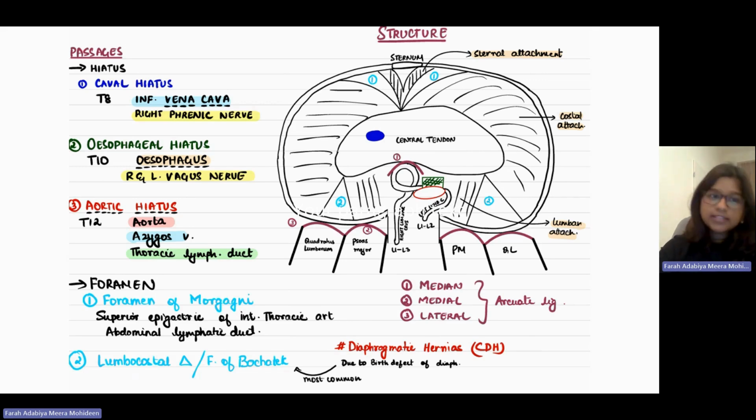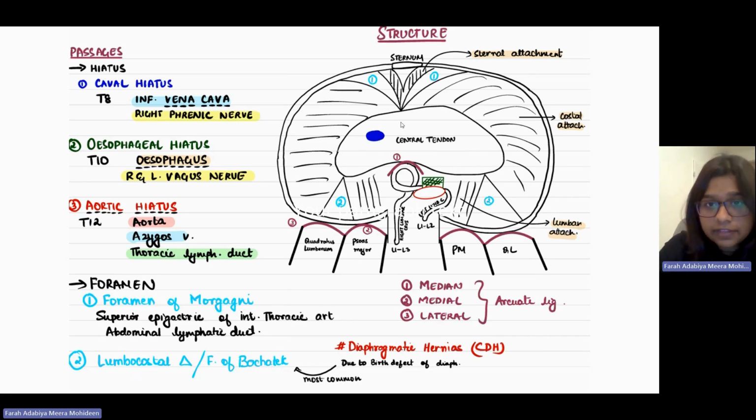There's an interesting way of remembering it. It's very simple. T8, 8 letters in vena cava. T10, 10 letters in esophagus. 12 letters in aortic hiatus. Just a small way to remember so you don't forget: T8, T10, T12. So the first one, the caval hiatus, has your inferior vena cava and right phrenic nerve. In the second hiatus, you have your esophagus mainly, and then your right and left vagus nerve.